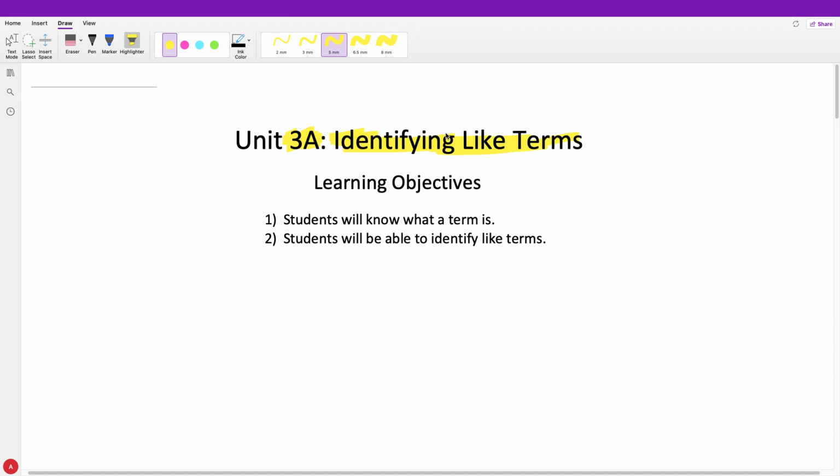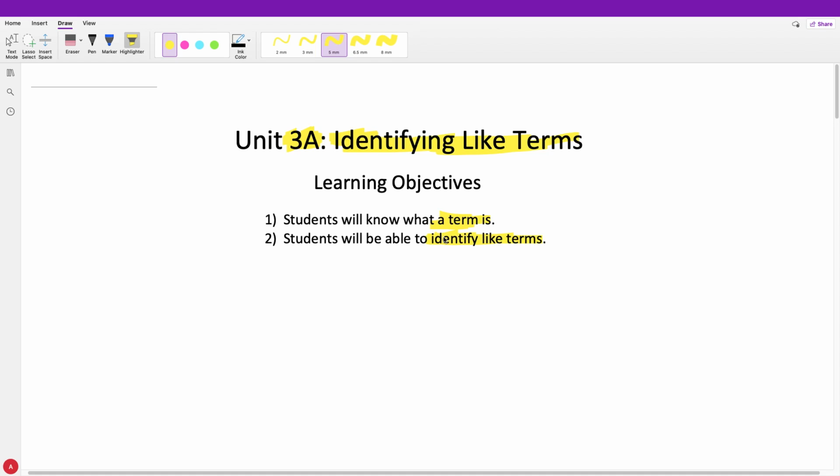So our learning objective, and our goal for the end of this video, is that students will know what a term is. First off, in order for us to identify like terms, we need to know what is a term? And then students will be able to identify like terms. At the end of this video, you should come back to these learning objectives and see, do I know how to do these? If you do, you can check it off.